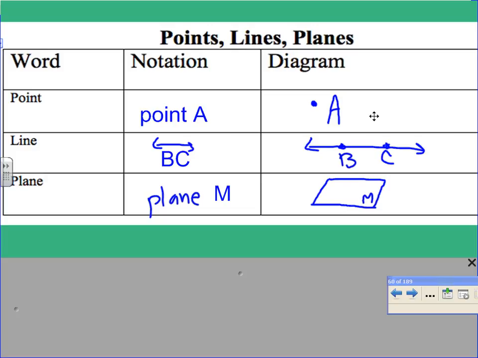When you get to geometry, they will also tell you that you could name a plane using 3 capital letters that are not on the same line, which means they are not collinear. Collinear means they're on the same line. I'm not going to go that far because your book doesn't go into that much detail. But remember, there's another way to name a plane. It's a flat surface that goes on forever, kind of like 1 flat piece of paper, but it goes on forever.